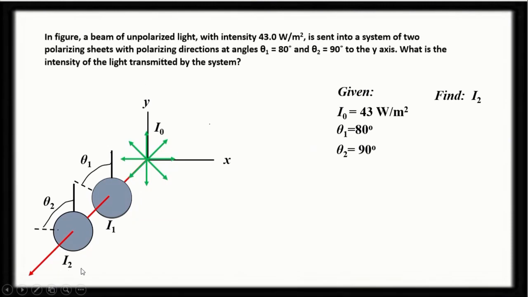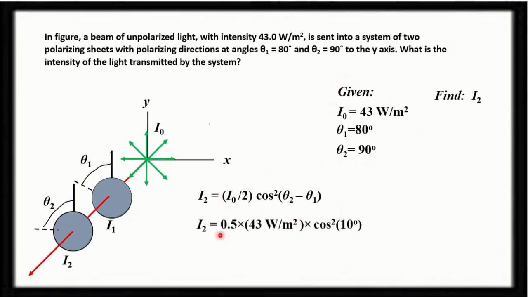To find I2, we will use the equation which was derived previously. Using the given values of parameters, we will have the following equation, and after calculation we have the answer. We need to leave here only two significant figures, so the final answer is the following. I2 equals 21 watts per square meter.